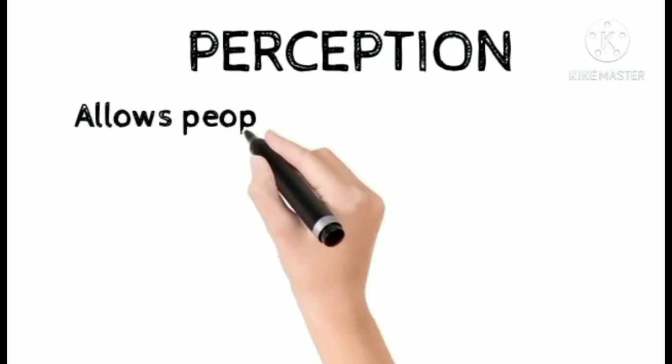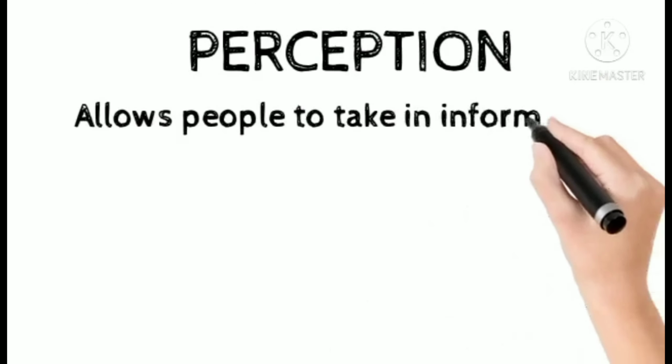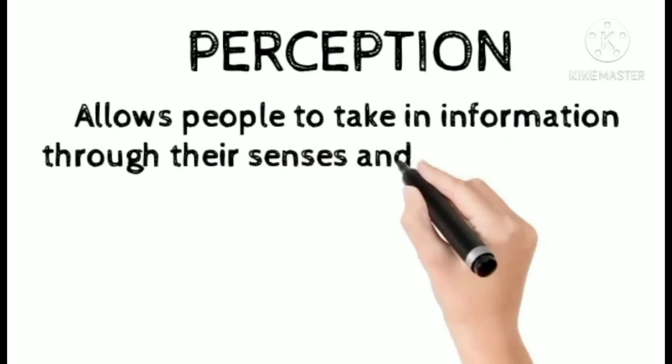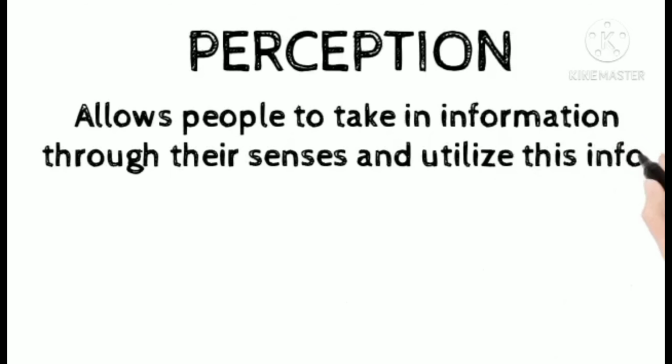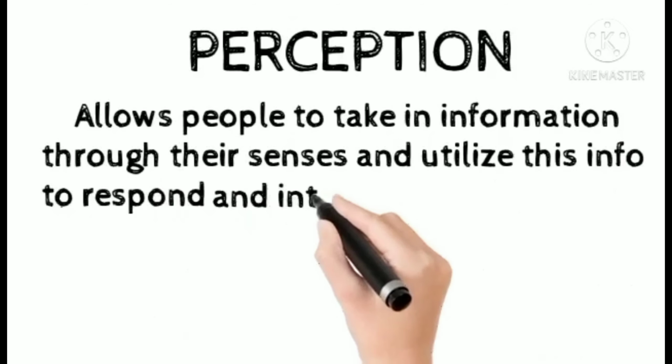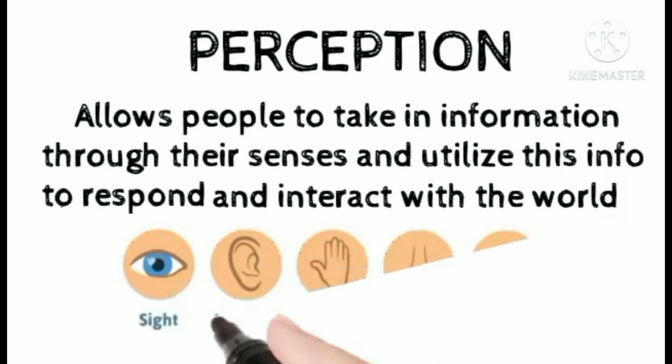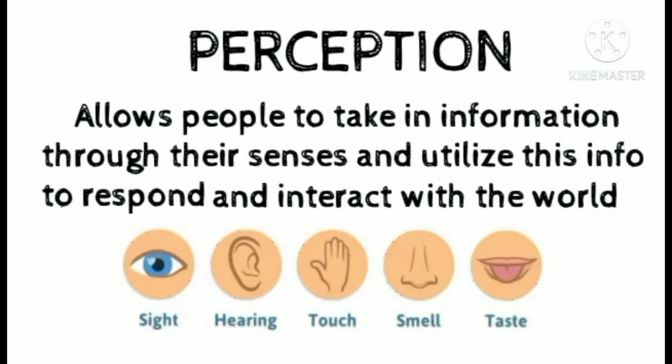The next process is perception. It allows people to take in information through their senses and utilize this information to respond and interact with the world. So there are 5 senses: sense of sight, sense of hearing, sense of touch, sense of smell, and sense of taste.